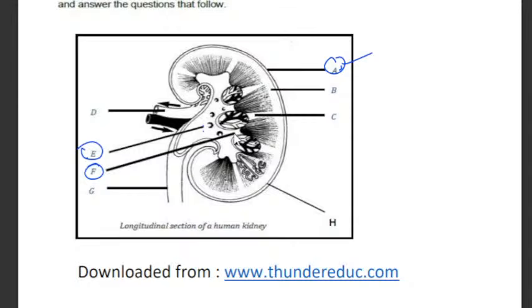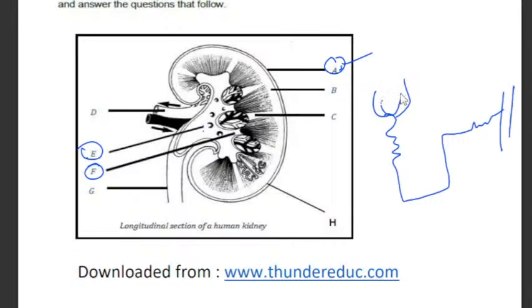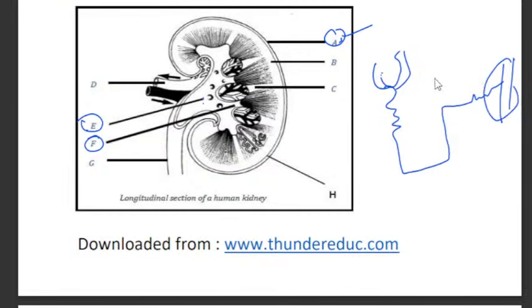This is where the collecting duct is. If you look at the nephron, now you see this part. This part is where the dark part is, and this part, the collecting duct, that's where you find it here. So how do we call that part? We call it the renal calyx. Yes, that's how we call it, part F.